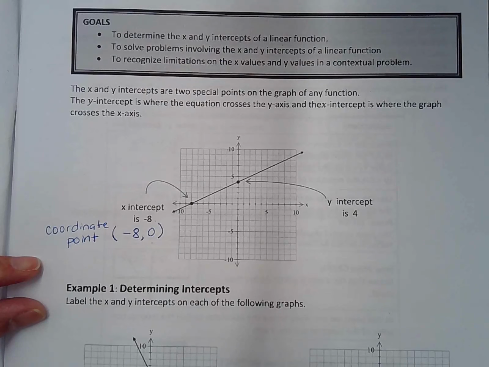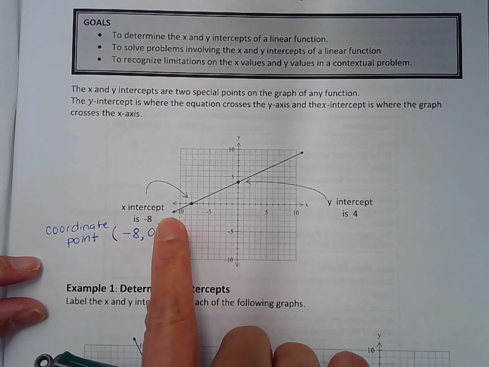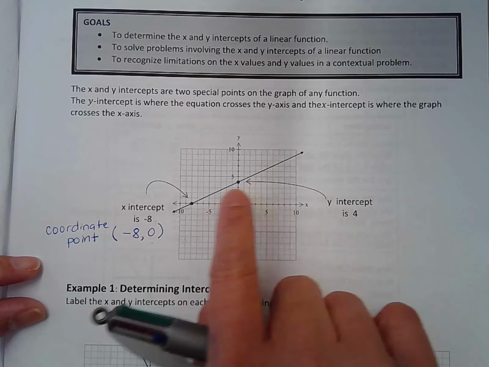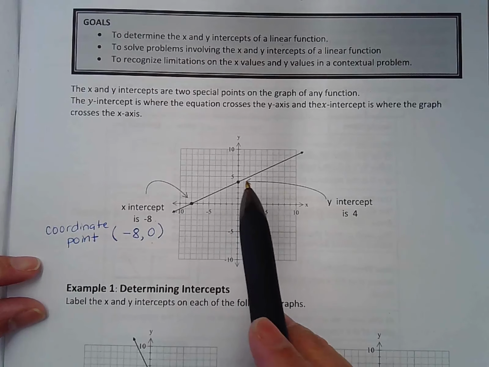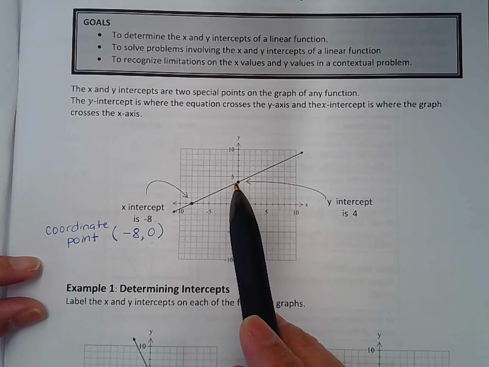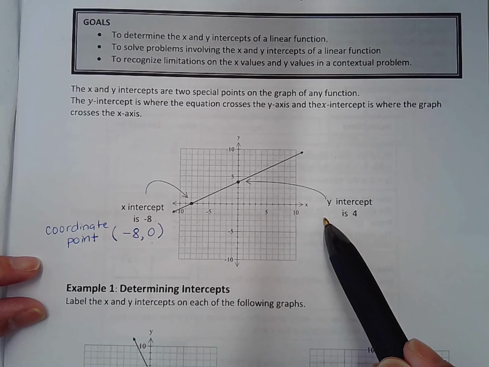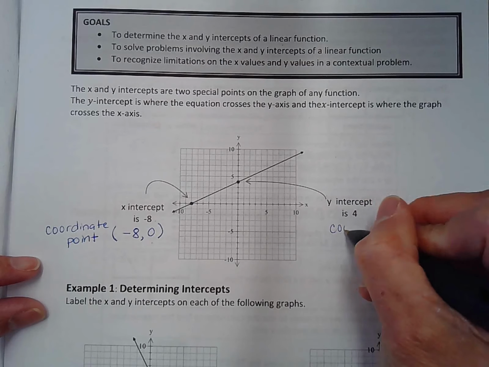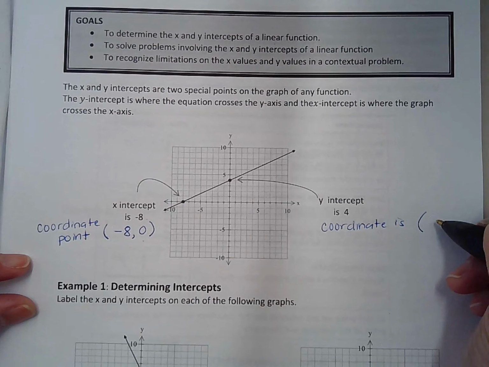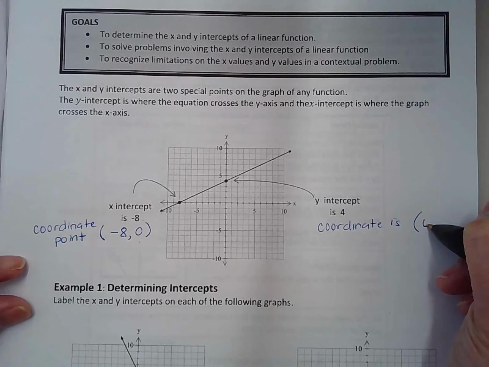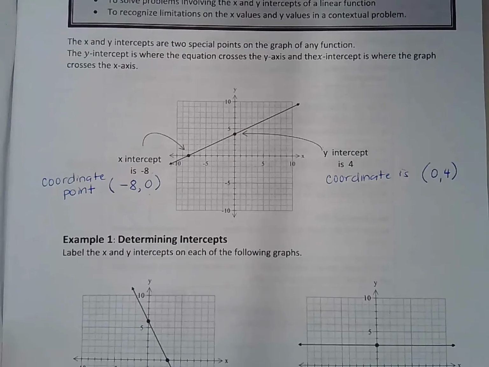What about the y-intercept? Y-intercept is where your y-axis is getting intersected by the graph, by your line. So that's your y-intercept. In this particular case, you can write down the y-intercept is 4, and the coordinate of that is, what is the coordinate? The same. 0, 4. Okay, so far so good.